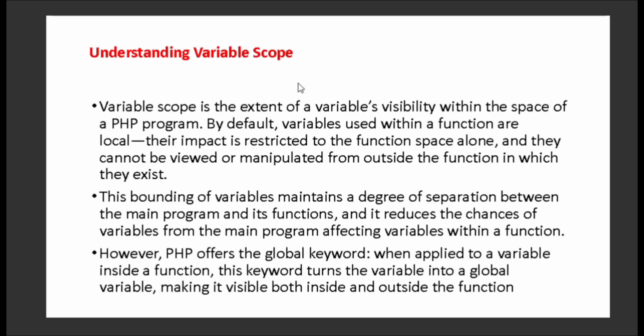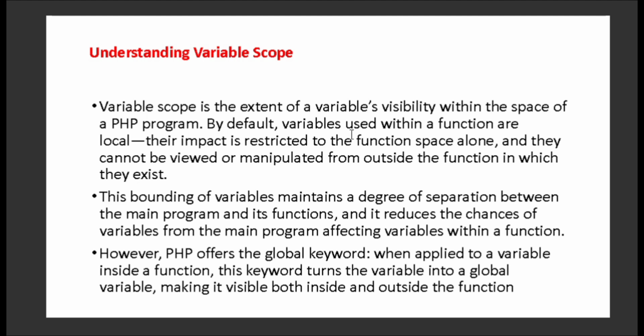Understanding variable scope. What does variable scope refer to? Variable scope means where the variable can be accessed or used in your code. There are mainly three types of variable scopes in PHP: local scope, global scope, and static scope. Here you can see variable scope is the extent of variables' visibility within the space of the PHP program.